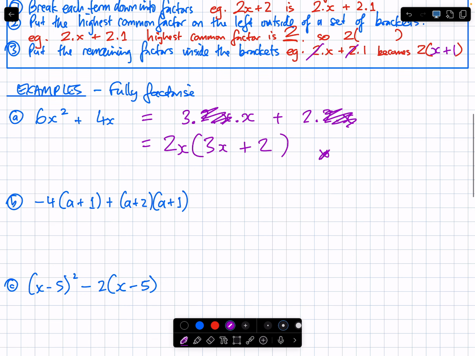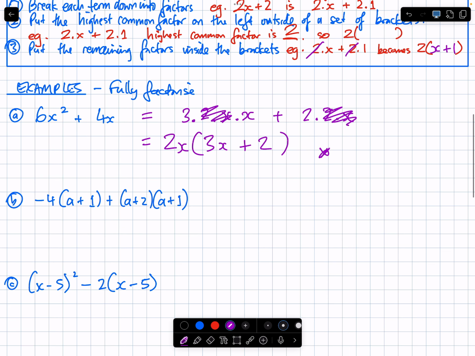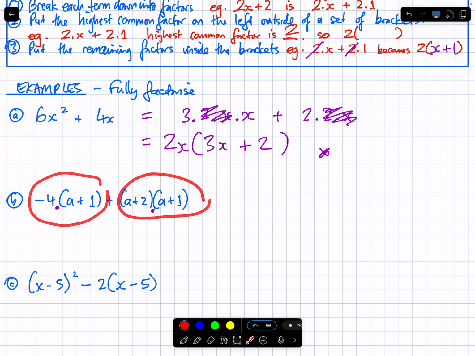Now let's have a look at example B. What is the sign? What operation in maths don't we write? Good. So there's a multiplication between the -4 and the bracket. There's also a multiplication between these brackets. Someone tell me, other than those ones that I've already answered, in this half here that I'm circling, and this other half here that I'm circling, what's the common thing? What's in both of those?